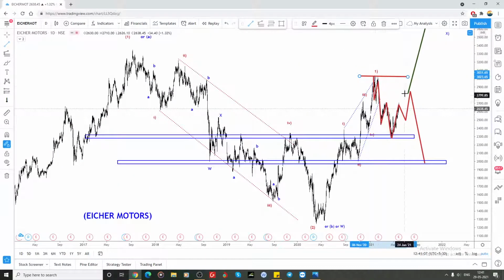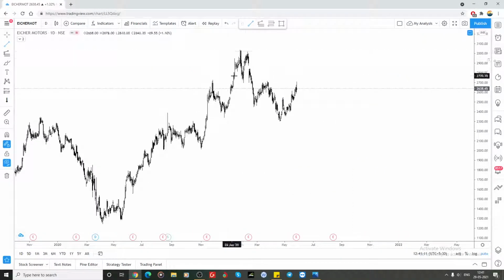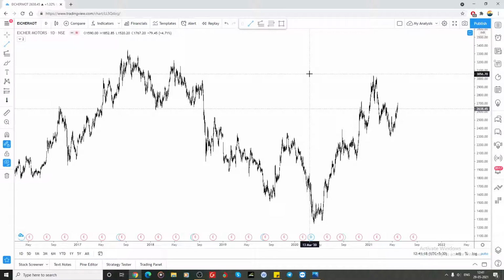A little bit complex corrections in the daily also. ABC is a A, ABC is a B, C. So one flat correction has completed. I'm expecting, see, in forex it will do more complex corrections, but here, see, one A, B, C, and immediately it fell down, right?